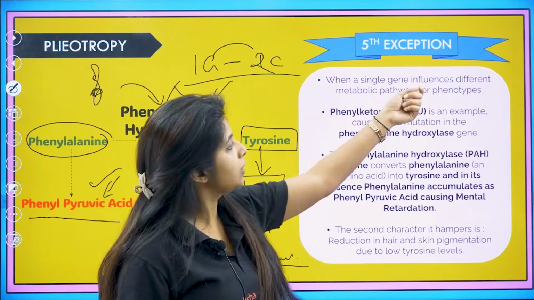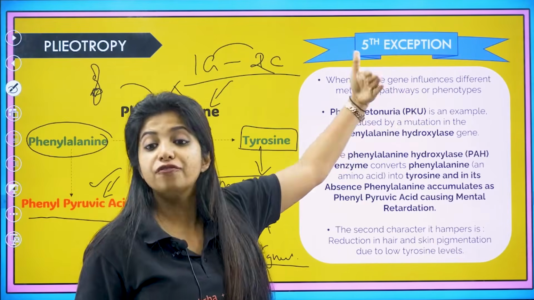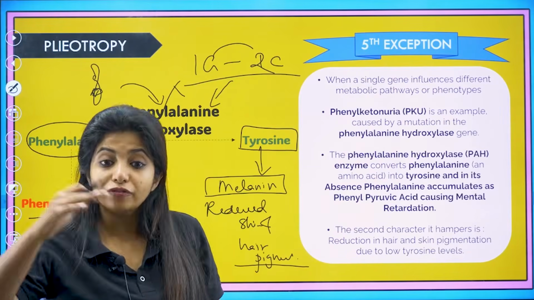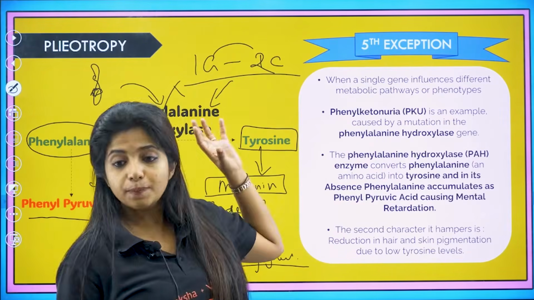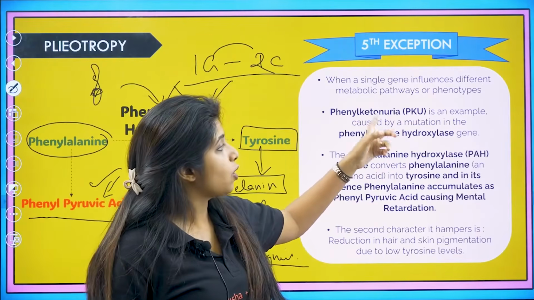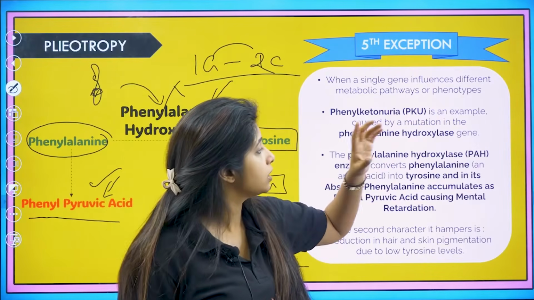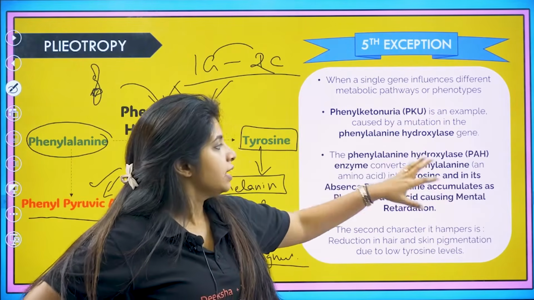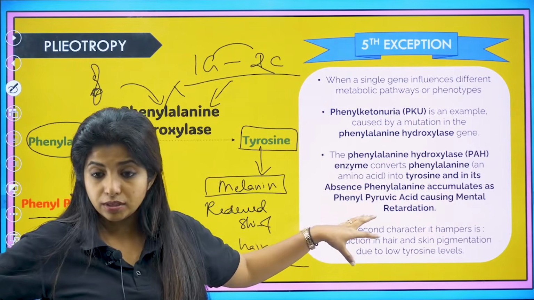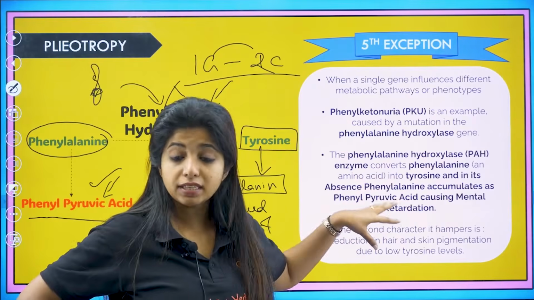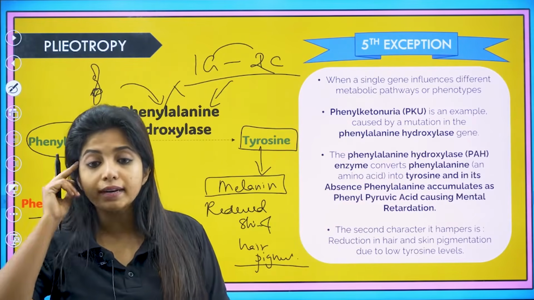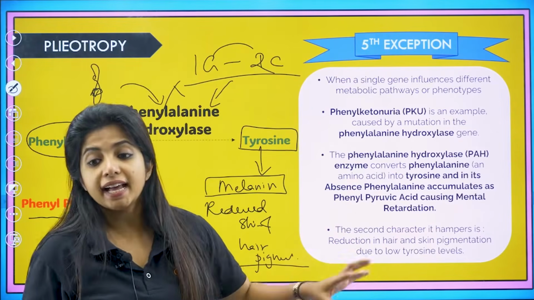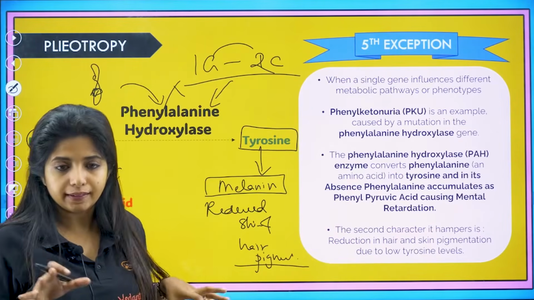So when a single gene influences different metabolic pathways or phenotypes, physical appearance, this is known as pleiotropy. Phenylketonuria is an example caused by mutation in the phenylalanine hydroxylase gene. The phenylalanine hydroxylase enzyme converts phenylalanine into tyrosine, and in its absence, phenylalanine accumulates in the form of phenylpyruvic acid, causing what? Mental retardation. The second character it hampers is reduction in hair and skin pigmentation due to low tyrosine level.